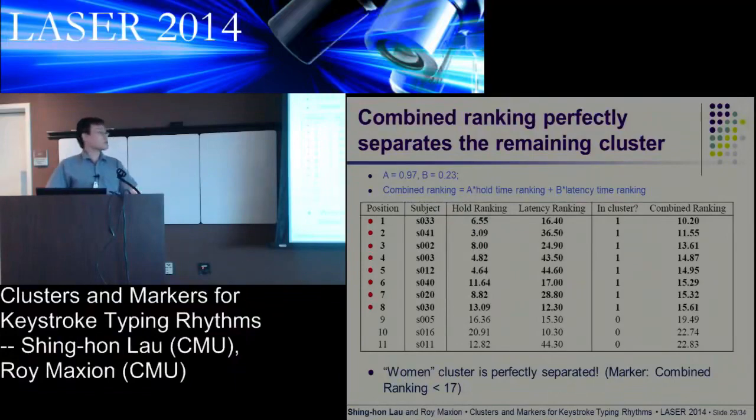And what you'll see here is now we have success. The women cluster is perfectly separated from the remainder of the population. If I pick a threshold at, say, 17, all of the members of the women cluster have a combined ranking less than 17, and the remainder of the population has a combined ranking greater than 17.